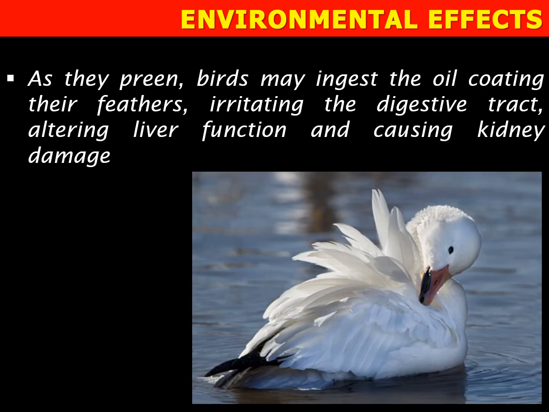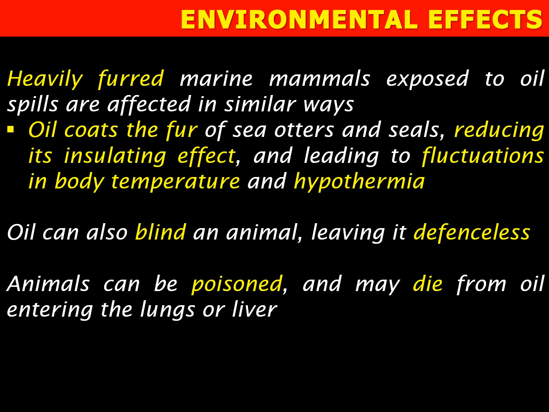As they preen, birds may ingest the oil coating their feathers, irritating the digestive tract, altering liver function, and causing kidney damage. Heavily furred marine mammals exposed to oil spills are affected in similar ways. Oil coats the fur of sea otters and seals, reducing its insulating effect and leading to fluctuations in body temperature and hypothermia. Oil can also blind an animal, leaving it defenseless. Animals can be poisoned and may die from oil entering the lungs or liver.